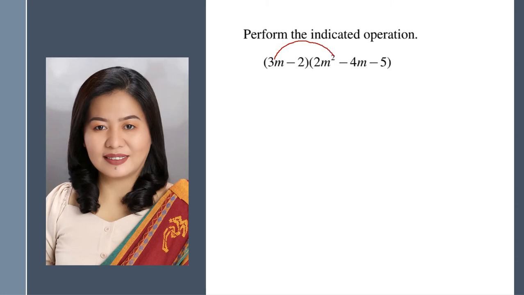So we have now 3 times 2 is 6, m times m squared is m cubed, and 3m times negative 4m is negative 12m squared. By the way, that is not m squared, because that's m and m squared, so that's m cubed. So the second one is m squared. 3m times negative 5 is negative 15m.